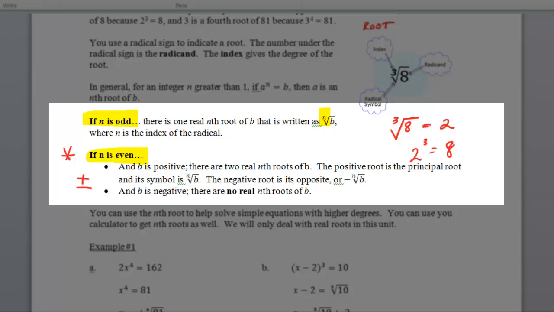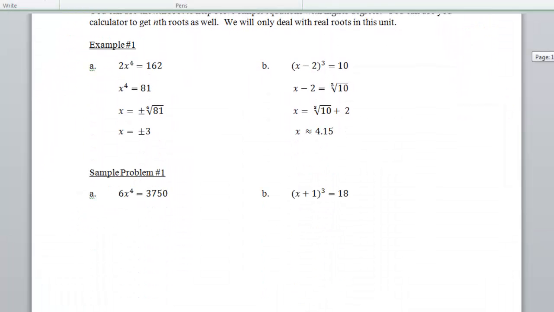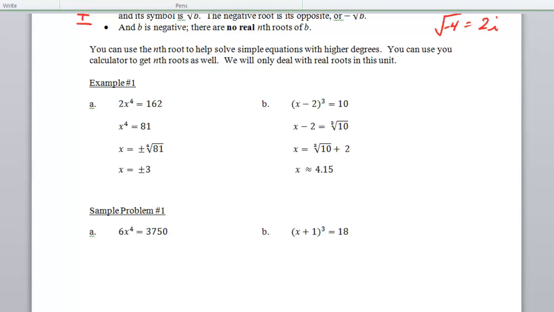Now, if the b value is negative, that is when we get into imaginary numbers. So if you remember, the square root of negative 4 would be 2i, because the root was imaginary. So we won't focus on imaginary numbers in this particular unit. So just keep in mind that it's a non-real number. So let's take a look at a couple examples of where we could use roots with higher degrees.